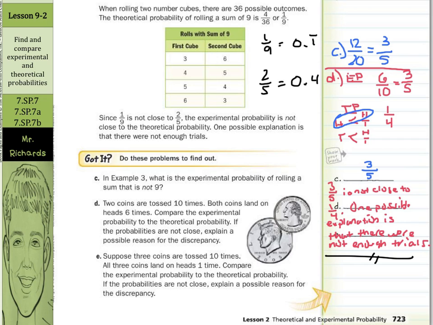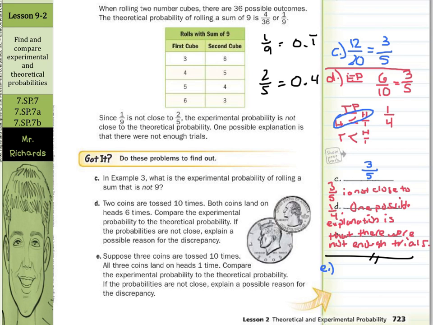Suppose 3 coins are tossed 10 times. All 3 coins land on heads 1 time. Compare the experimental probability to the theoretical probability. If the probabilities are not close, explain a possible reason for the discrepancy. All right, we can do this.